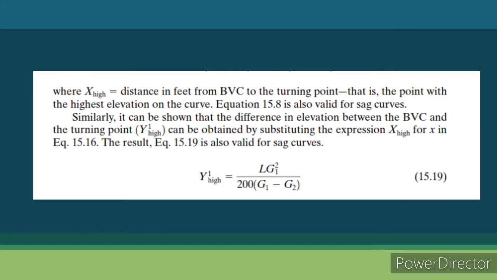Equation 15.18 is also valid for sag curves. Similarly, it can be shown that the difference in elevation between the PVC and the turning point, y high, can be obtained by substituting the expression x high for x in equation 15.16. Let's recall that equation 15.16 is equal to grade 1 times x all over 100 minus the offset. Simplifying the equation, we get y high equals the length times grade 1 squared all over 200 times the quantity grade 1 minus grade 2.